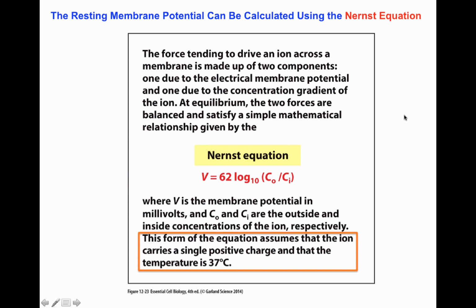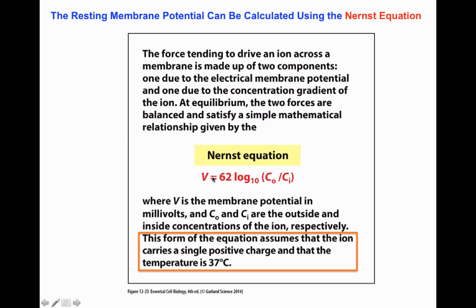Now, we can use a simple mathematical equation called the Nernst equation to calculate the membrane potential of a cell, but only if the ions are single positive charge ions. The force that tends to drive the ions across the membrane, as we know, has two components: the electrical membrane potential and the concentration gradient of the ion. As I mentioned, when those two forces are at equilibrium, the forces are balanced, and they satisfy the relationship given by the Nernst equation.